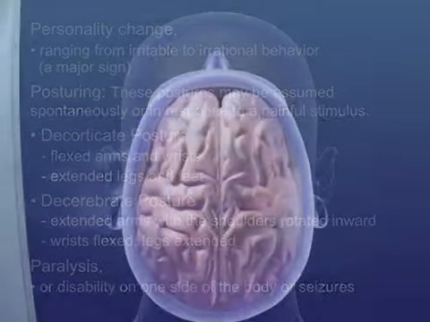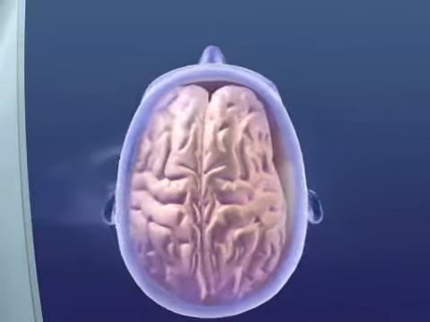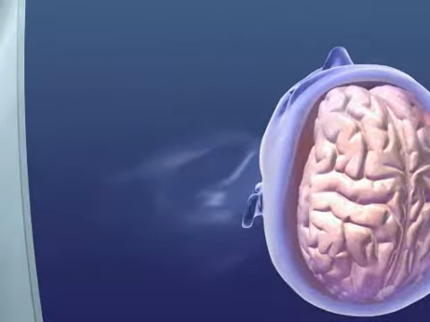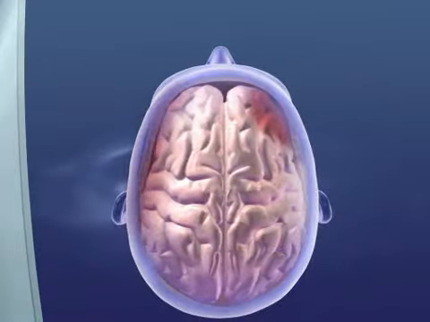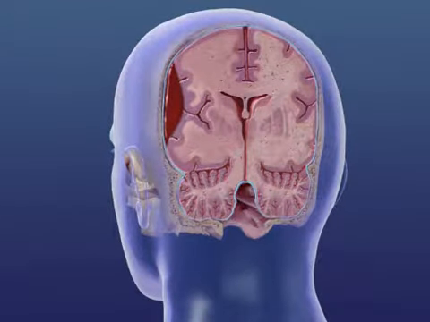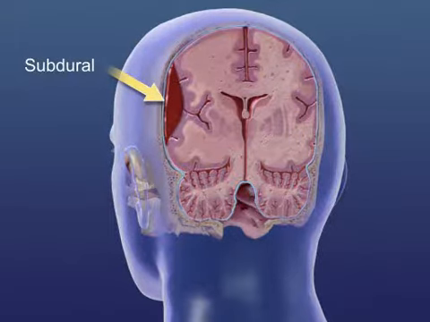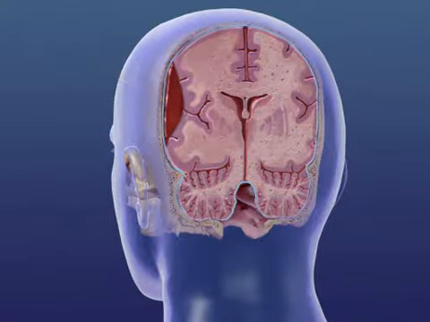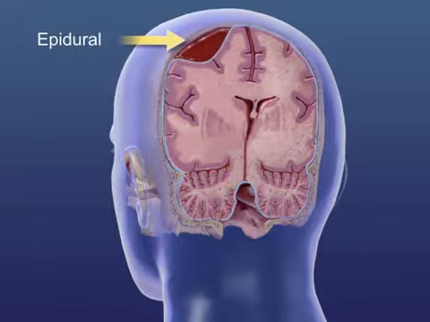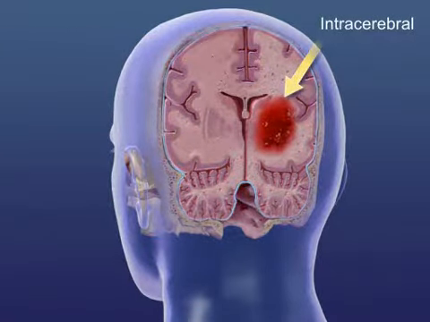A contusion is caused when the brain hits the inside of the skull, bounces off the opposite side, and then rebounds to strike the first side of the skull again. Such an injury could result in a hematoma. A hematoma is a collection of blood within tissue. A subdural hematoma is a collection of blood between the brain and the dura. An epidural hematoma is blood between the dura and the skull. An intracerebral hematoma occurs when blood pools within the brain.